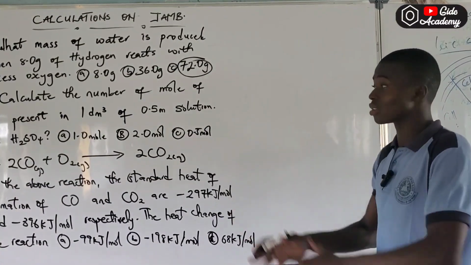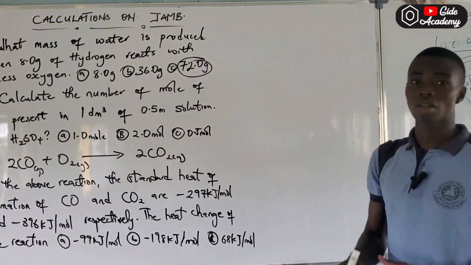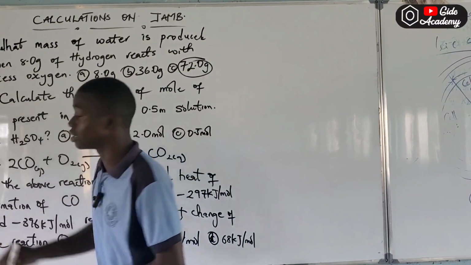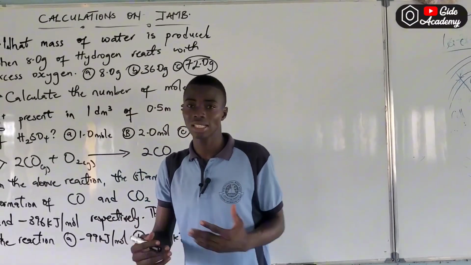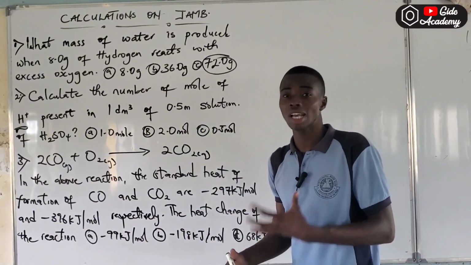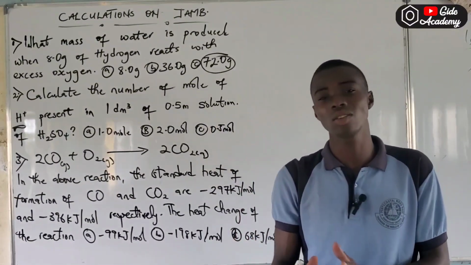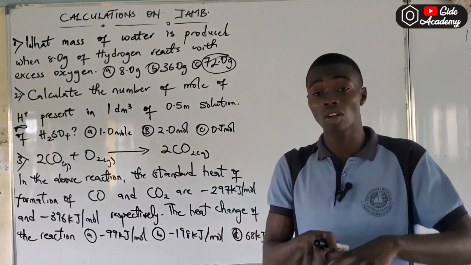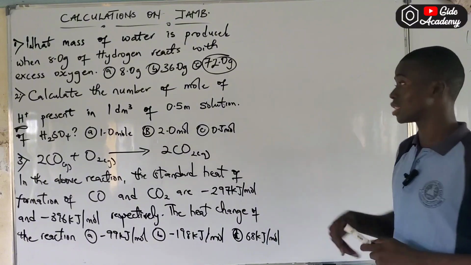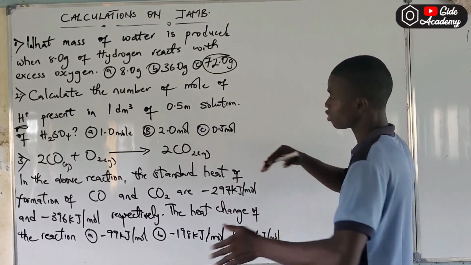So the number 2 question says, calculate the number of mole of hydrogen ion present in 1 cm cube of 0.5 gram solution of H2SO4. Remember, whenever we are talking about hydrogen ion, it means an acid. Remember, we always say an acid is a substance which, when dissolved in water, produces hydrogen ion, hydronium ion as the only positive ion. So whenever you get a concept like this, please take note. We are talking about acid.